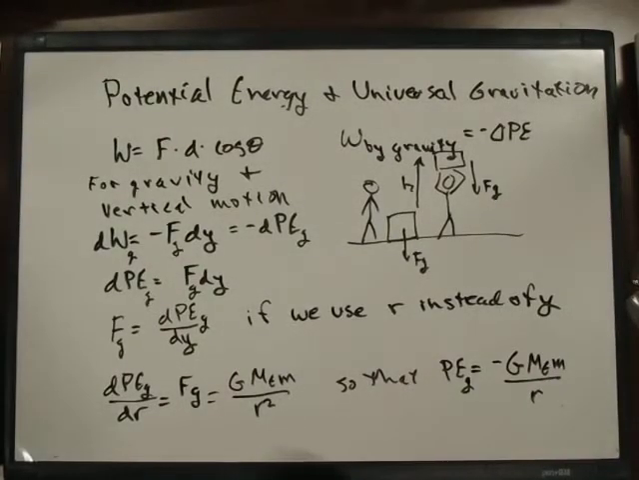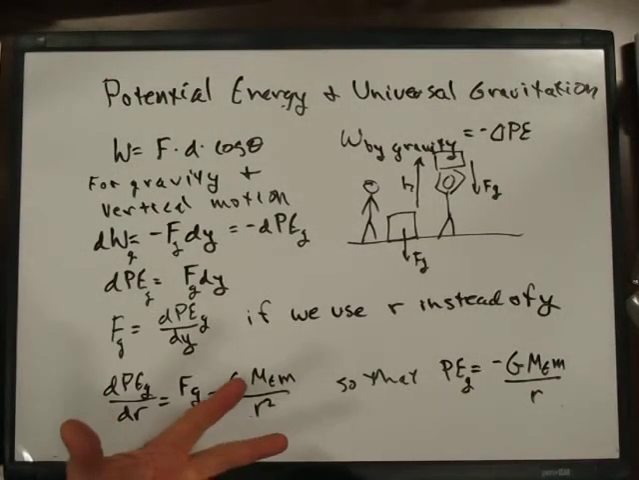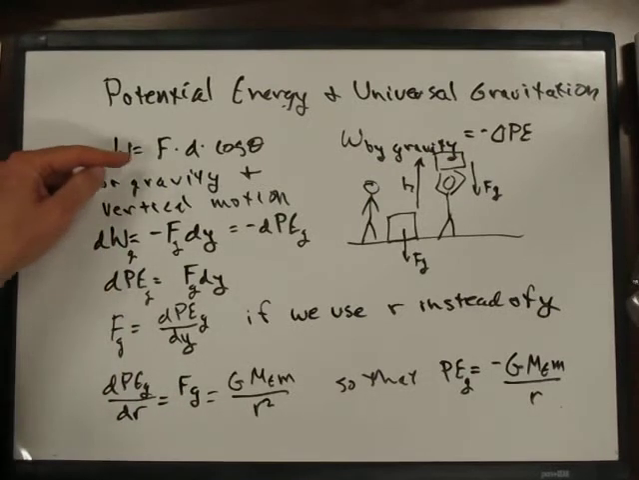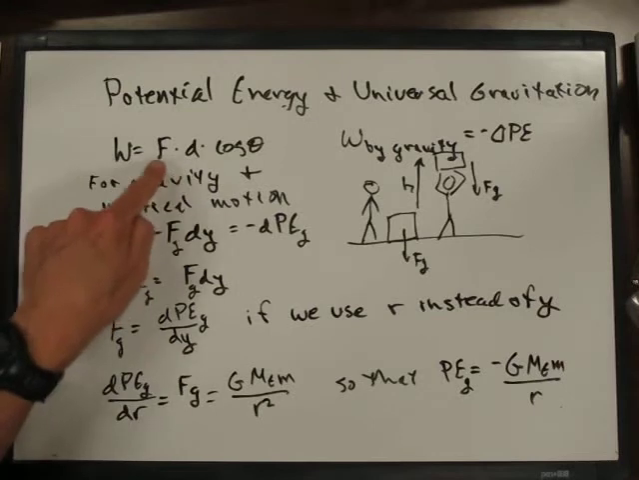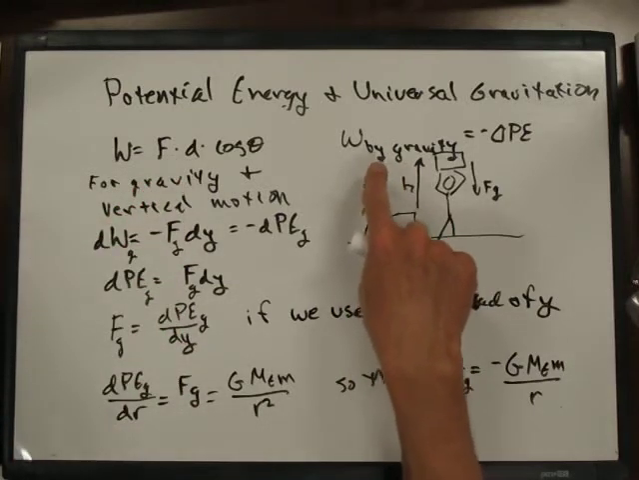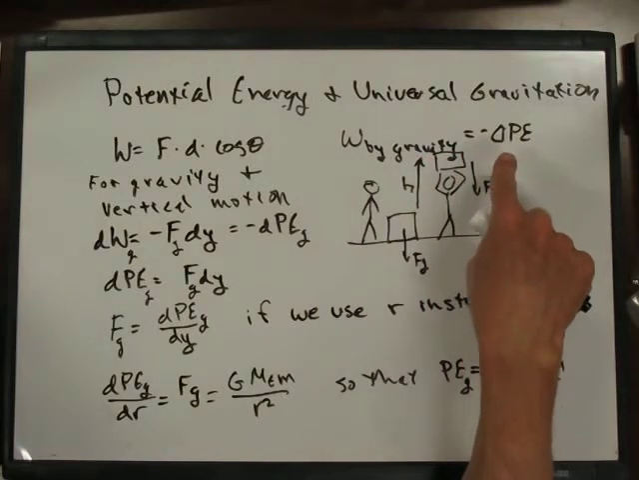So we're going to talk a little about work, potential energy, and universal gravitation. Just to remind you, the formula for work is force times distance times the cosine of the angle between those two things, right? We can also say the work done by gravity is minus the change in the potential energy.